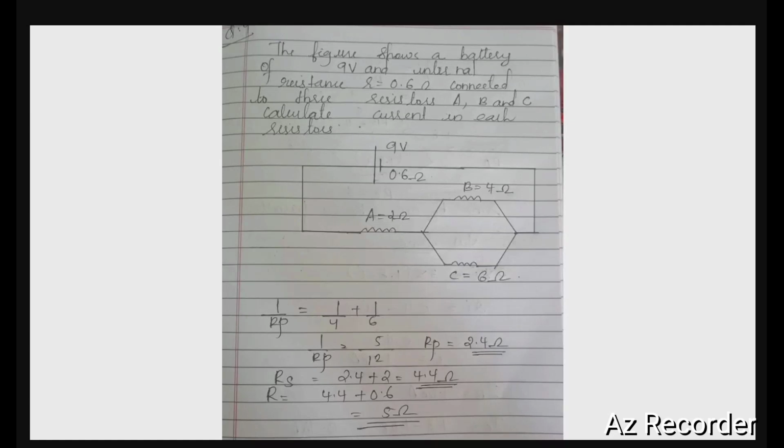Hi students, we are continuing the balance problems of electricity. The figure shows a battery of 9 volt and internal resistance 0.6 ohm connected to 3 resistors A, B and C. Calculate the current in each of the resistors.